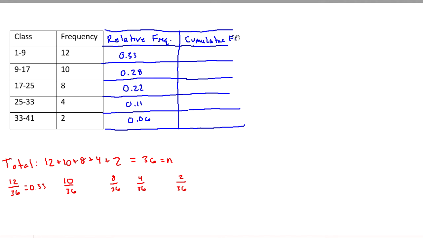This is most useful for the graph called an ogive, which we don't talk about in this course, but it is in your book. It is interesting, but it's not that common of a graph. Cumulative frequency can be useful also for finding percentiles and things like that, which we'll end up talking about later. All cumulative frequency does is make a running total, basically add up as we go.